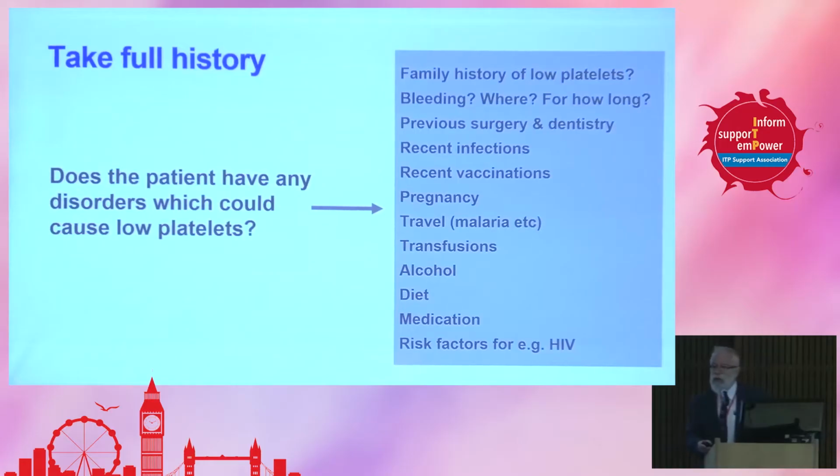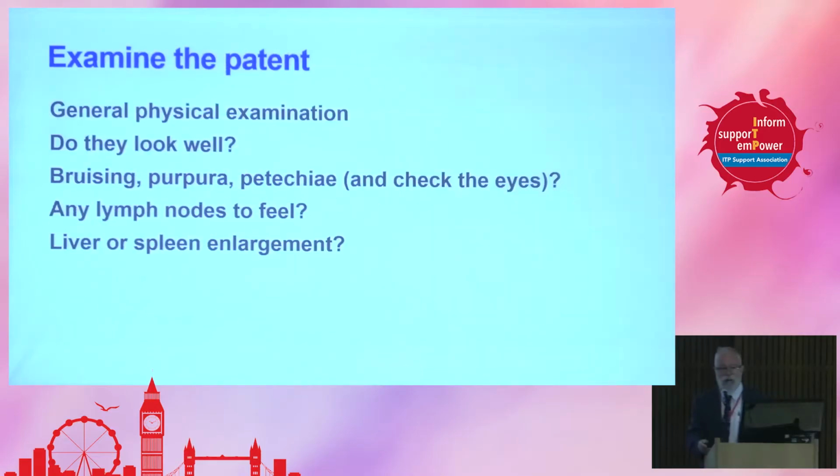Have you had any operations before? Did you bleed badly or teeth removed? Did you bleed abnormally after dentistry? Have you had any infections? Have you been anywhere exotic? Have you had any vaccinations? Have you had any transfusions? How much do you drink, obviously, because alcohol, common things are common. People drink and the bone marrow doesn't like alcohol, especially if you drink too much. What's your diet like? What drugs are you on? Because drugs can lower your platelets, and also risk factors for certain viruses like HIV.